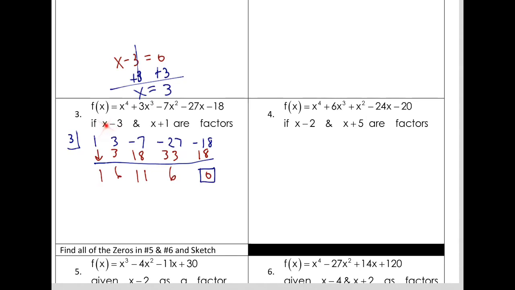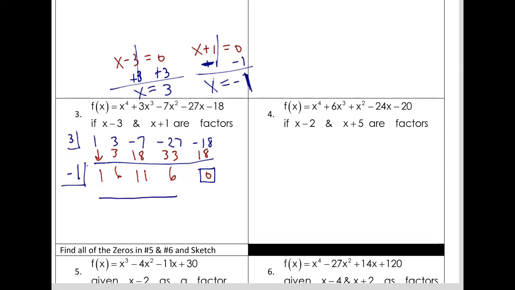But since we're being provided with 2 factors, we're going to do exactly what we did right here, using this x plus 1. So you take your x plus 1 is equal to 0. Solve that. So that's a subtract 1. That's going to be x is equal to negative 1. Okay. So now we go down here and we take that negative 1 and we do the synthetic division again with the new numbers, not including the remainder.